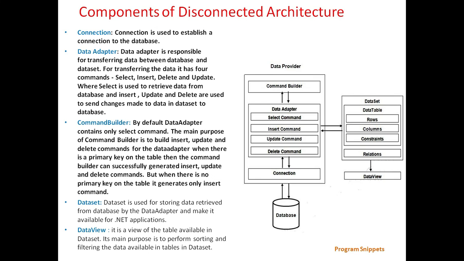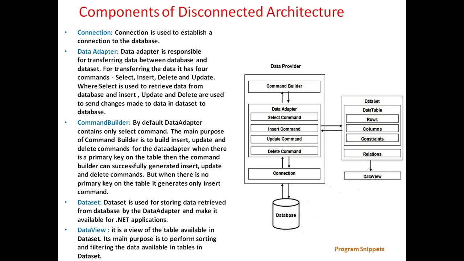The main purpose of the command builder is to build insert, update and delete commands for the data adapter. When there is a primary key on the table, the command builder can successfully generate insert, update and delete commands. But when there is no primary key on the table, it generates only the insert command. Dataset is used for storing the data retrieved from the database by the data adapter and makes it available for .NET applications. Data view is the view of the table available in the dataset. Its main purpose is to perform sorting and filtering of the data available in tables in the dataset.